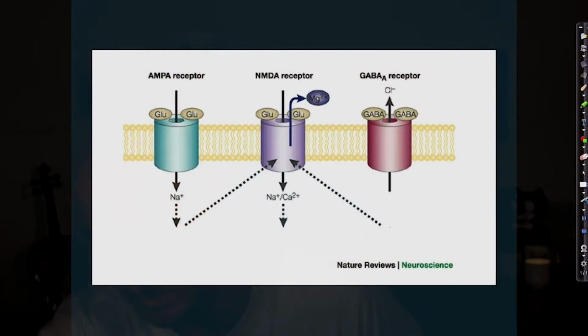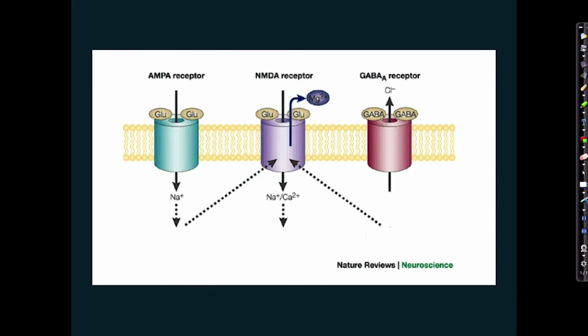Now, to understand the effect that this has on the postsynaptic neuron, we need to look at one particular type of glutamate receptor. We'll also talk about GABA as well. So let's have a look here. This diagram from Nature shows 3 types of receptor.